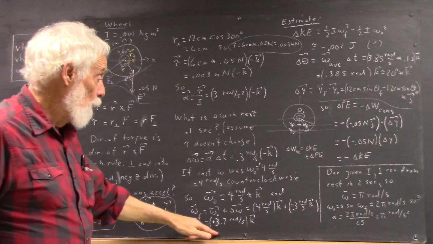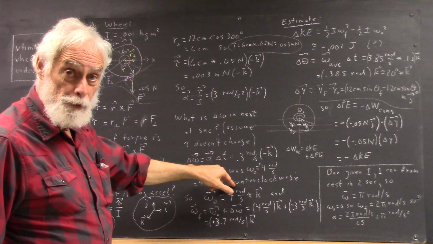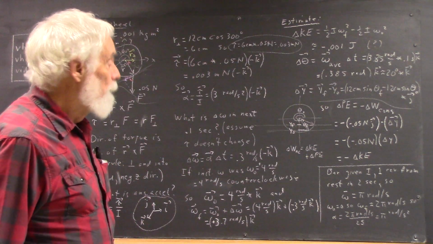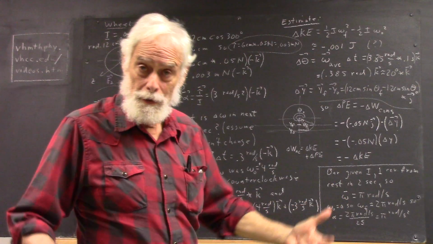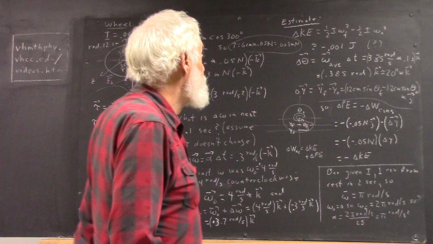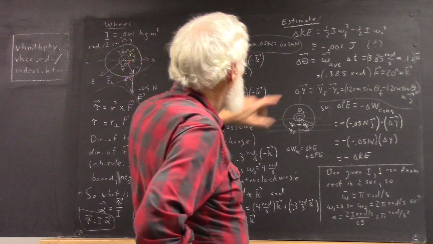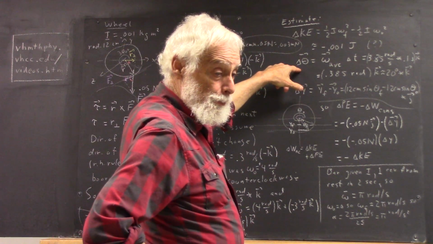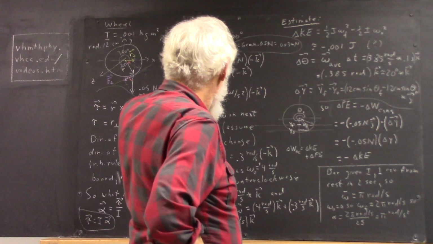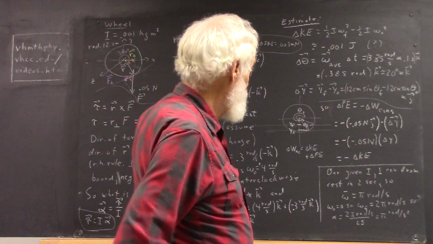Why do we get a negative? Well, we end up slower than we started, at 3.7 radians per second as opposed to 4. So we're slowing down. Our kinetic energy is therefore decreasing. Okay? Now, let's calculate the delta theta for this 0.1 second interval. Okay, how far does the thing rotate?